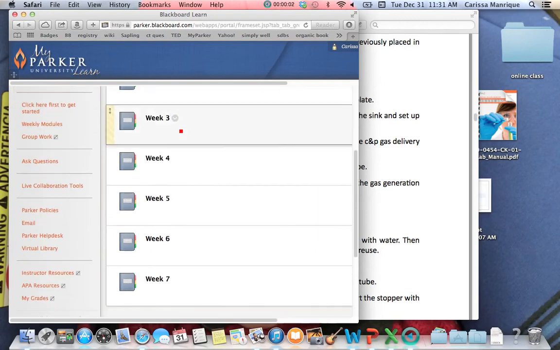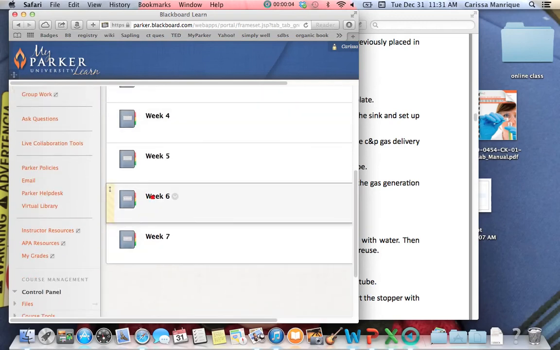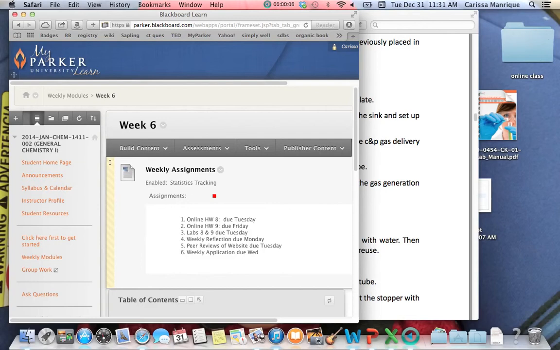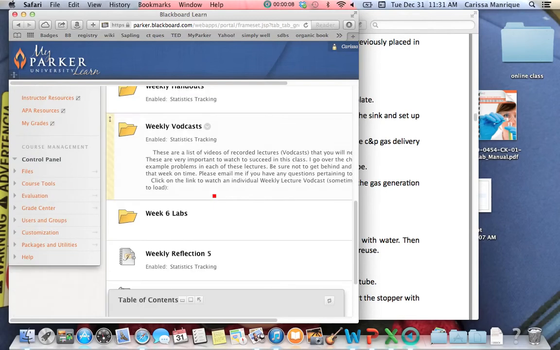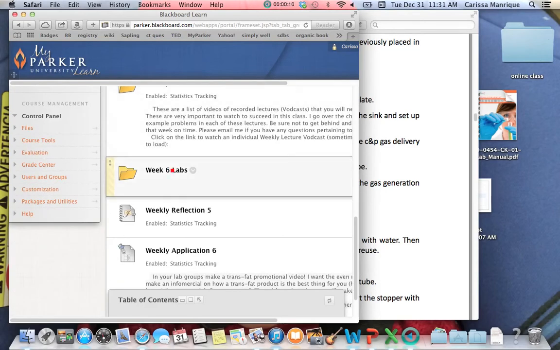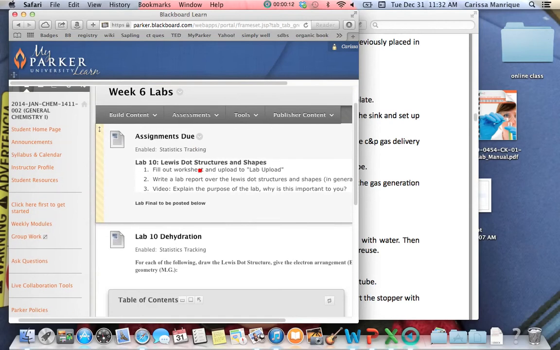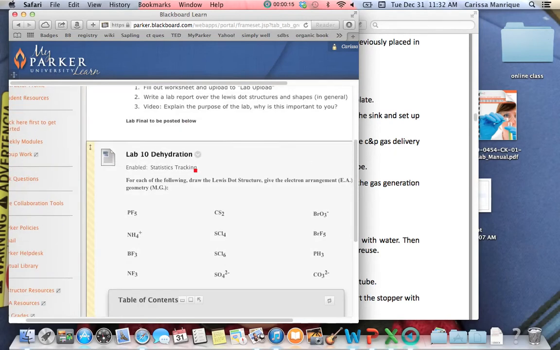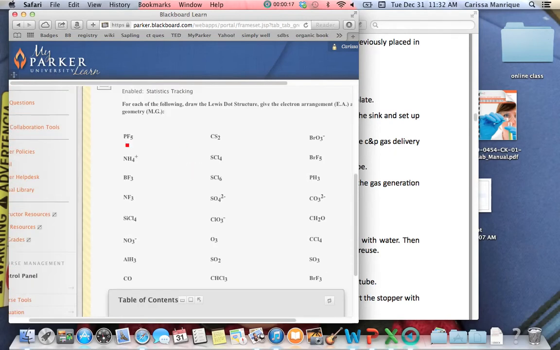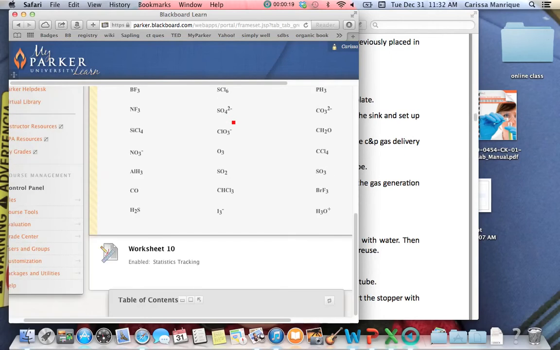Okay, so this is lab 10. It's found in week 6. And this is going to be going over Lewis dot structures and shapes. You see here's all the Lewis dot structures I want you to do. And here's where you can post your answers.